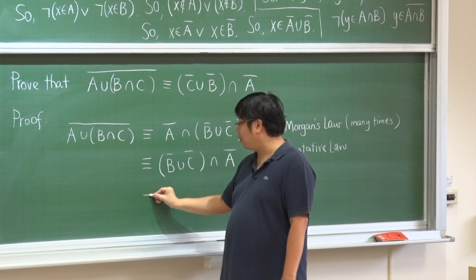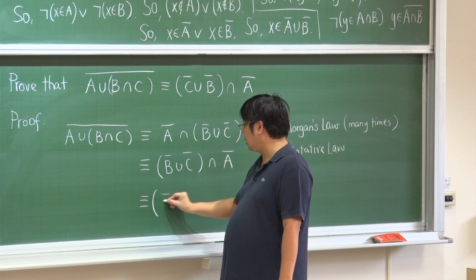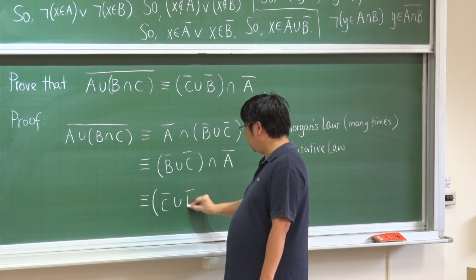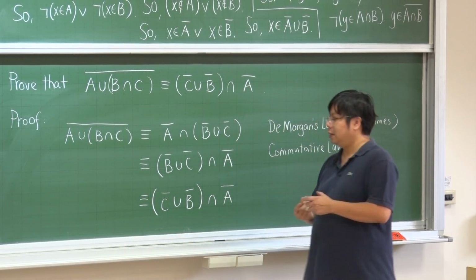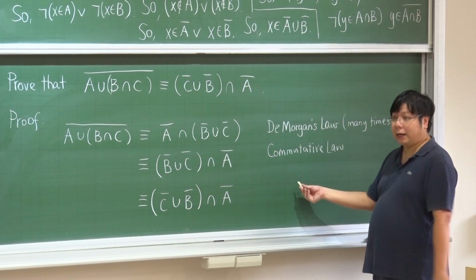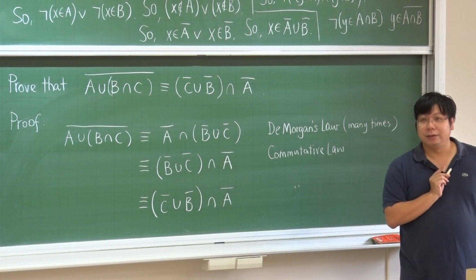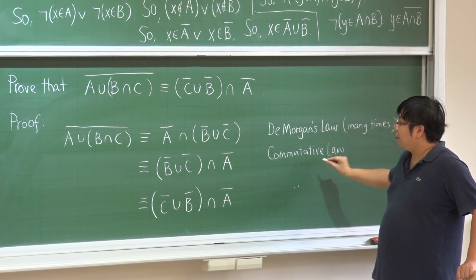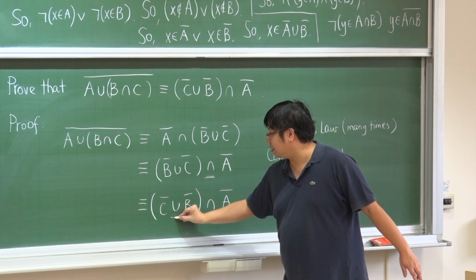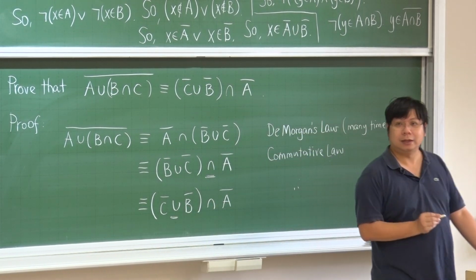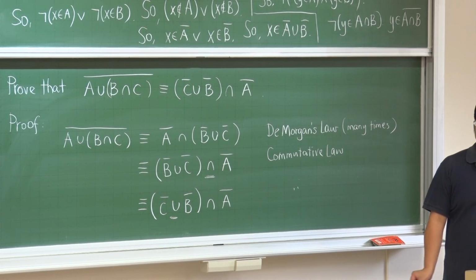Okay, and then we have one more set. So this is C union B intersect not A. And what is it again? So this is again the commutative law. So this is the commutative law on this symbol, and this is the commutative law on this operation. And that's it.